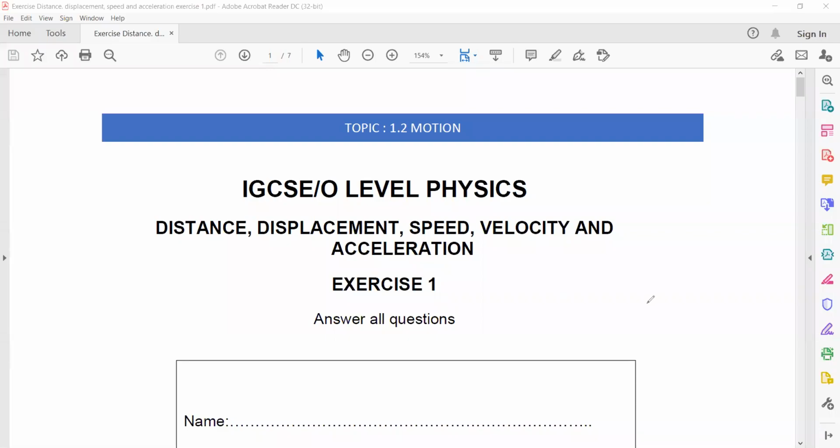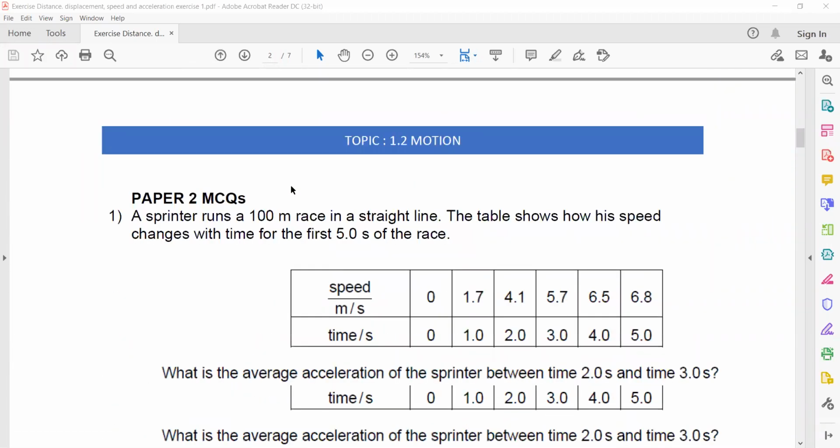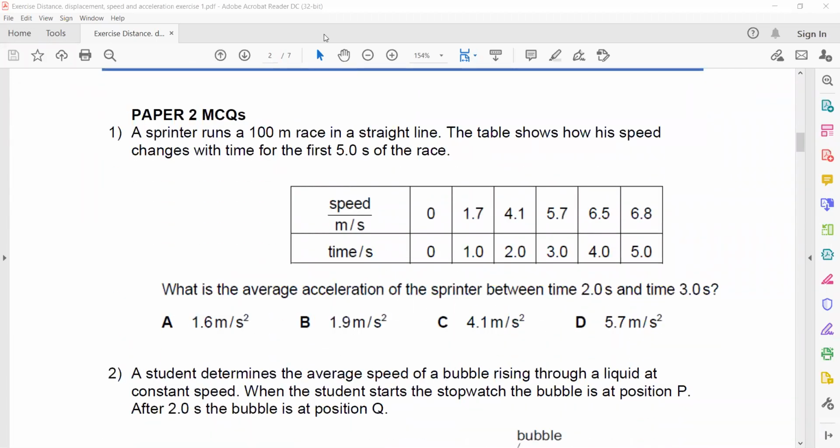Exercise 1 is related to the topic of distance, displacement, speed, velocity and acceleration. As we already discussed these MCQs, but quickly I will go through. What is the average acceleration?